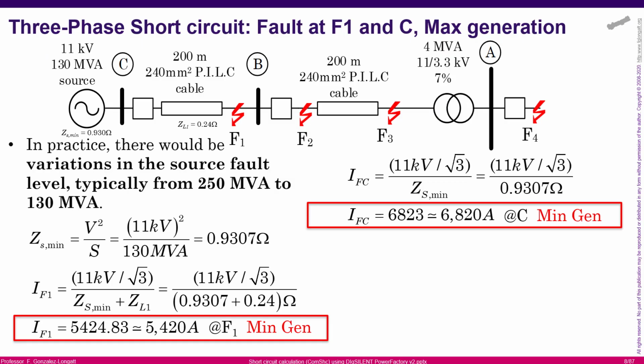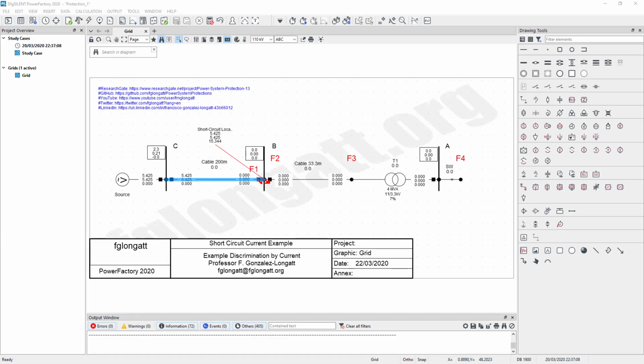Let's go back to our presentation. If we go back to our presentation, all of you can see here the numerical result is 5.40 kiloamps. Okay, and what about the short circuit at bus bar C? Let's see how much is the short circuit at bus bar C. Okay, let's go back to PowerFactory.